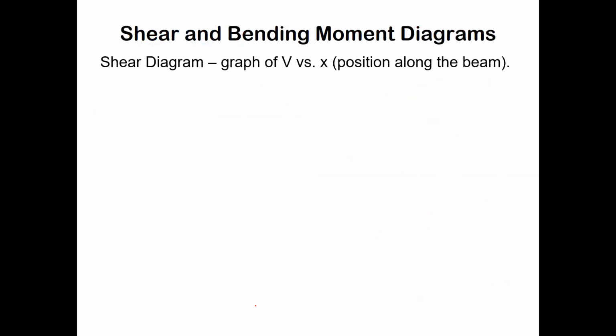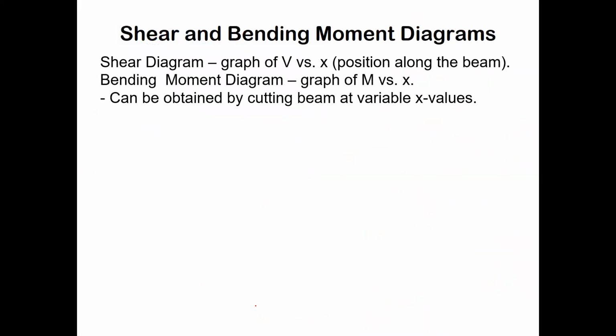And we just did the internal forces at a single point yesterday, but that's really not very helpful when you're working on a real system. You need to know what it is along the whole axis of the beam. So that's what we're going to do today. We're going to learn how to do a shear diagram. We're going to make a graph of the shear versus the position along the beam, and the bending moment diagram.